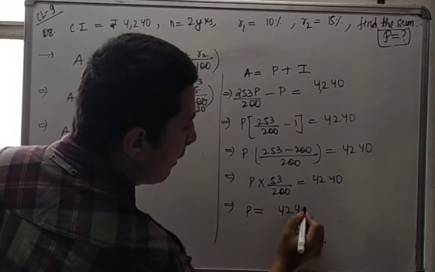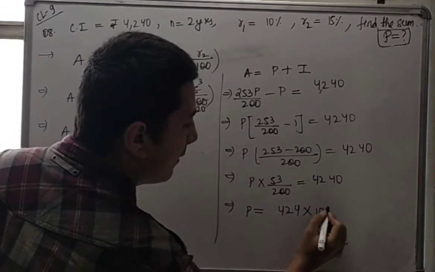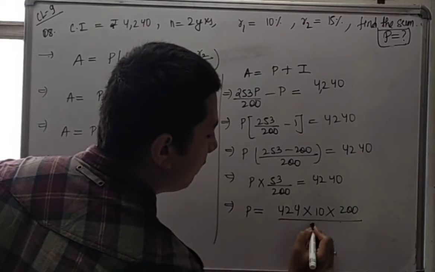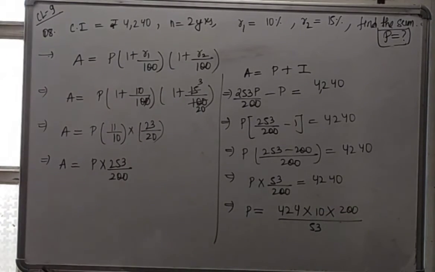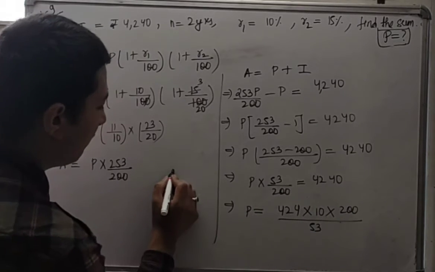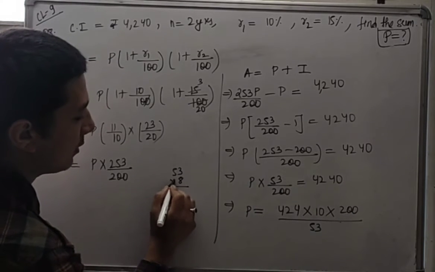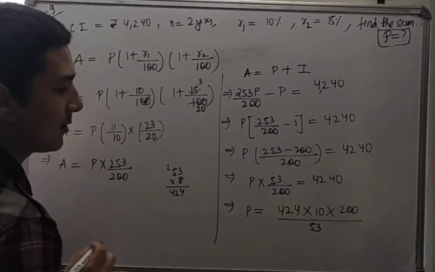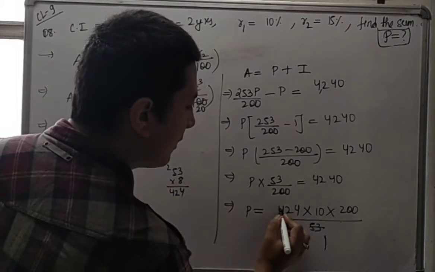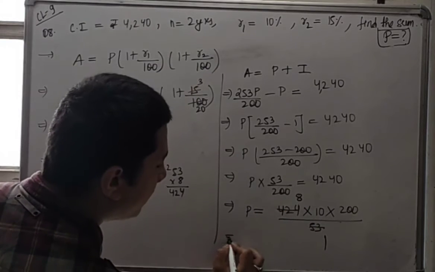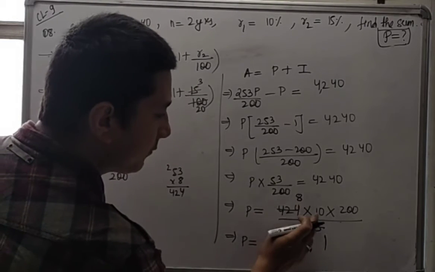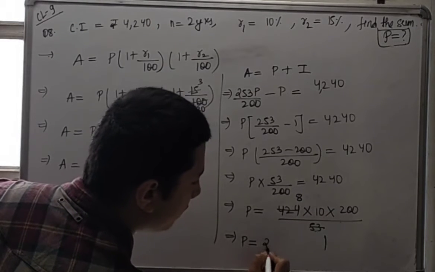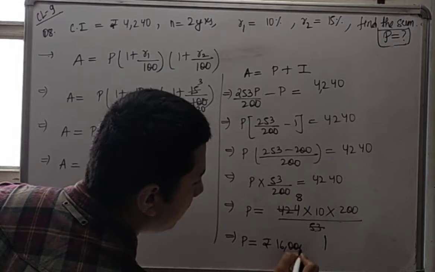Now 4240, I want to write it as 4240 into 200 by cross multiplication divided by 53, and 53 into 8 times. I believe 53 into 8, 8 3s are 24, 8 5s are 40, 42. So hence it is 8 times, 53 ones are 53, 8s are. So principal will be, this is 80, so 8 into 2 is 16 and 3 zeros, so rupees 16,000 will be the principal.